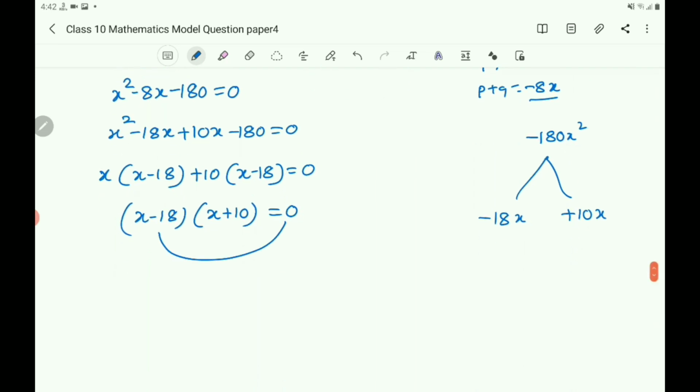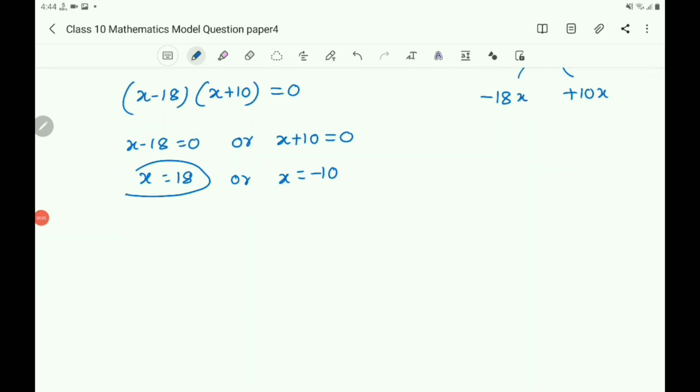And now equate each factor to 0. That is x minus 18 equals 0 or x plus 10 equals 0. So x equals 0 plus 18, since minus 18 is transferred and becomes plus 18, that is x equals 18, or x equals minus 10.